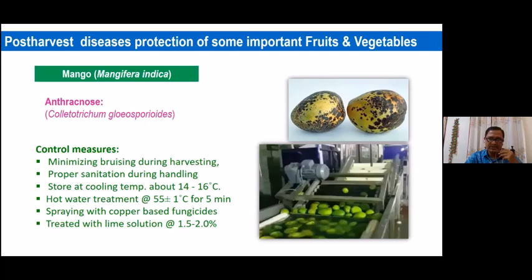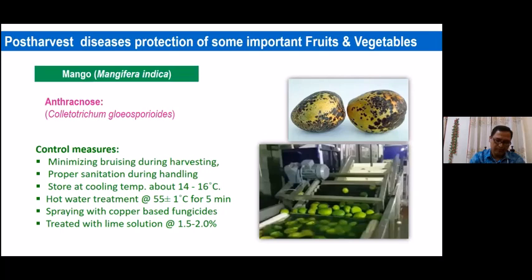Post-harvest diseases of some fruits and vegetables and their effective control measures. Anthracnose is the more dangerous one in the stores. I mean, after harvesting, this disease can be more severe. It is mentioned that anthracnose can attack the crops in the field, so it should be minimized, it should be controlled, to keep the food safe from losses.